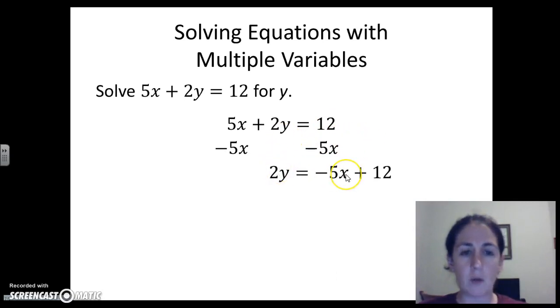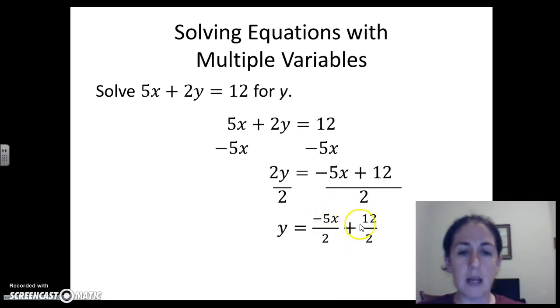So we have 2y is equal to negative 5x plus 12. Now to get y by itself, we're going to divide both sides by 2. But you're dividing this entire side by 2, which means you need to divide each of the pieces by 2. So we're going to divide that negative 5x by 2 and that 12 by 2 and reduce. y equals negative 5 halves x plus 6.